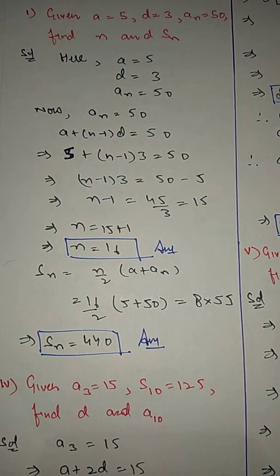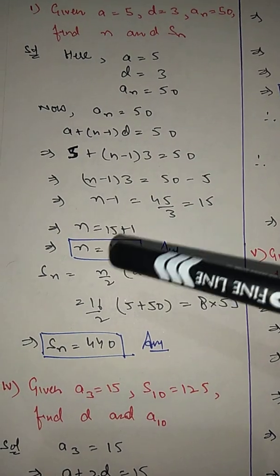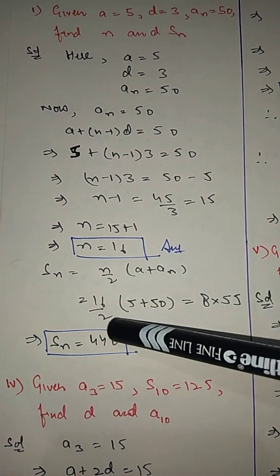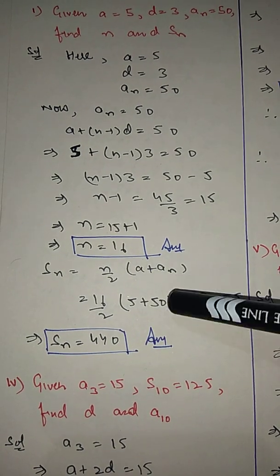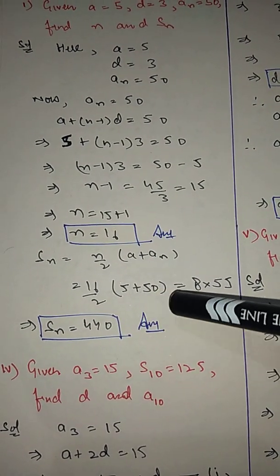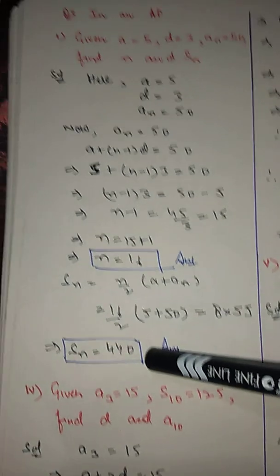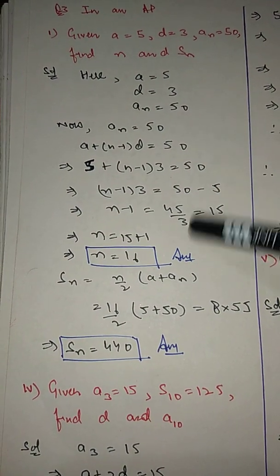So we have used the formula Sn is equal to n upon 2 into a plus an here. So n is 16 upon 2, a is 5, an is 50. After solving this we get Sn as 440. So this was the first part of question number 3.